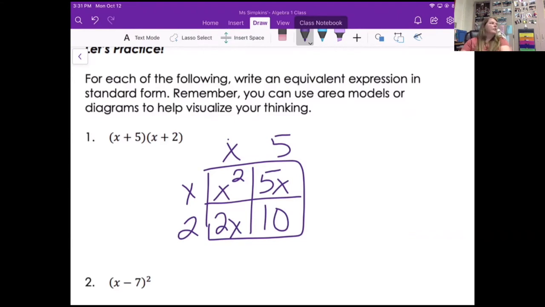So if we wrote in standard form, we would have x squared. We can combine our x's. 5x plus 2x is 7x. And then plus 10.